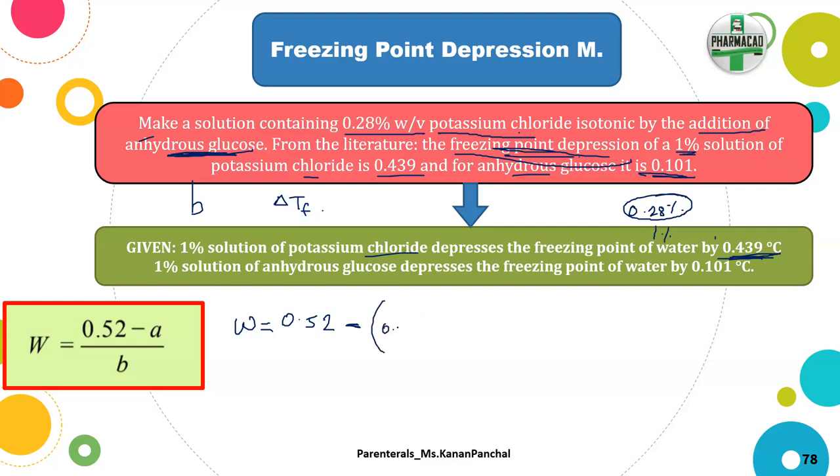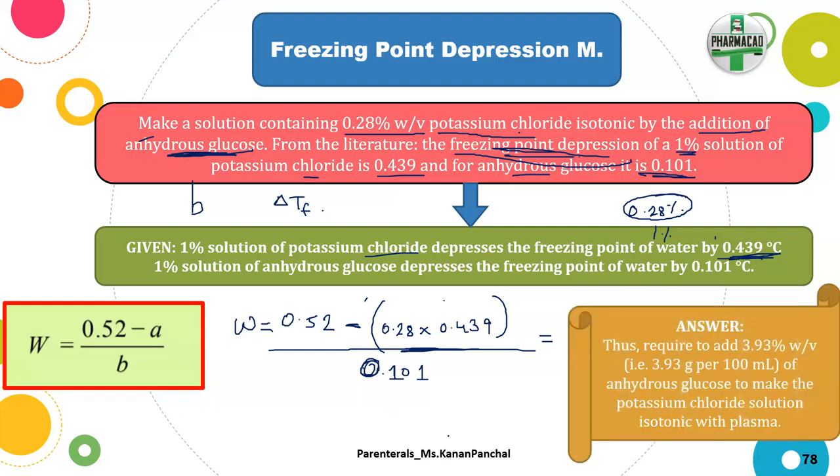Multiply ho jayega, correct? 0.28 into 0.439. All right? And B is this only. B ka to hume find out karna hai kitna percent. So B ka hum 1% hi le lenge. That is 0.101. Fine? Now solve this and tell me. I hope you all know, first you have to solve the bracket and then the numerator and then numerator upon denominator. Kitna aaya? You all can directly say it out loud. Yes. Okay.